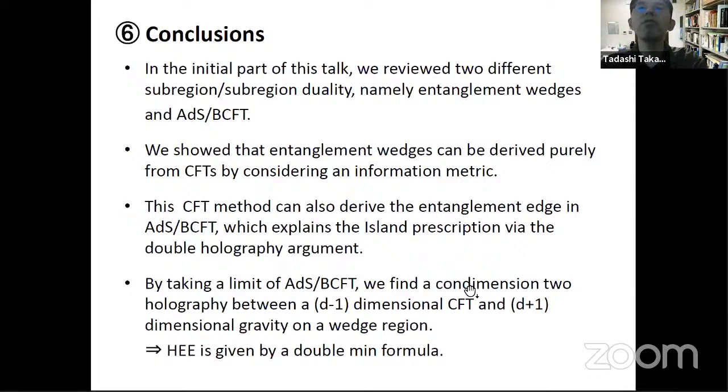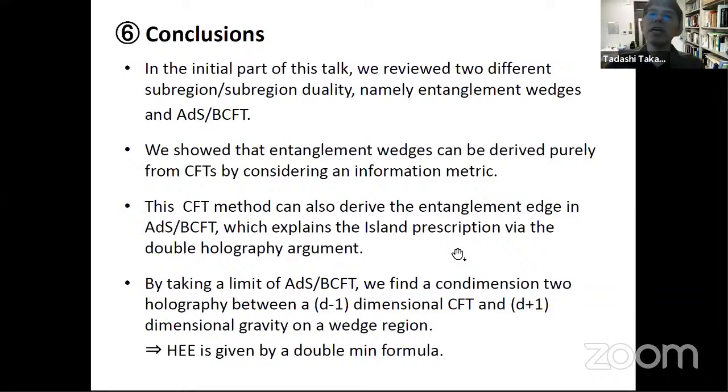Okay, so this is basically all of my talk, and let me summarize the conclusions. In the initial part of this talk, we reviewed two different subregion dualities, namely entanglement wedges and AdS/BCFT. And we showed that entanglement wedges can be derived purely from CFT by using the information metric, a distinguishability measure. And we can derive this also from the entanglement wedge in AdS/BCFT, and that explains the recent island prescription via the double holography argument.